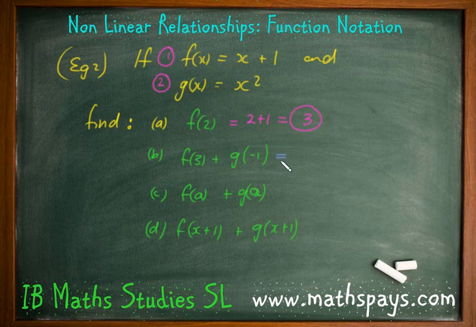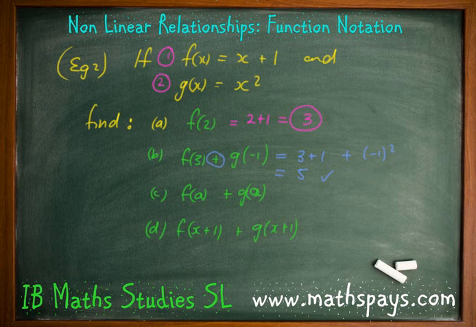The next question says find f of 3 plus g of negative 1. Well, f of 3 equals 3 plus 1, which is 4. And then we add that on to g of negative 1, which is negative 1 squared, which is 1. 4 plus 1 is 5. So hopefully you can start seeing what we're doing here: we're substituting the values into the two different equations. Some people like to write f of 3 equals 4, g of negative 1 equals positive 1, and then add them together. That's fine.